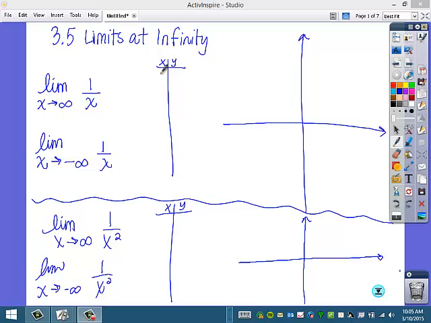Today we are doing limits at infinity. So limits as x approaches positive infinity, or limits as x approaches negative infinity. So let's start with some basic ones. The limit as x approaches infinity of 1 over x.